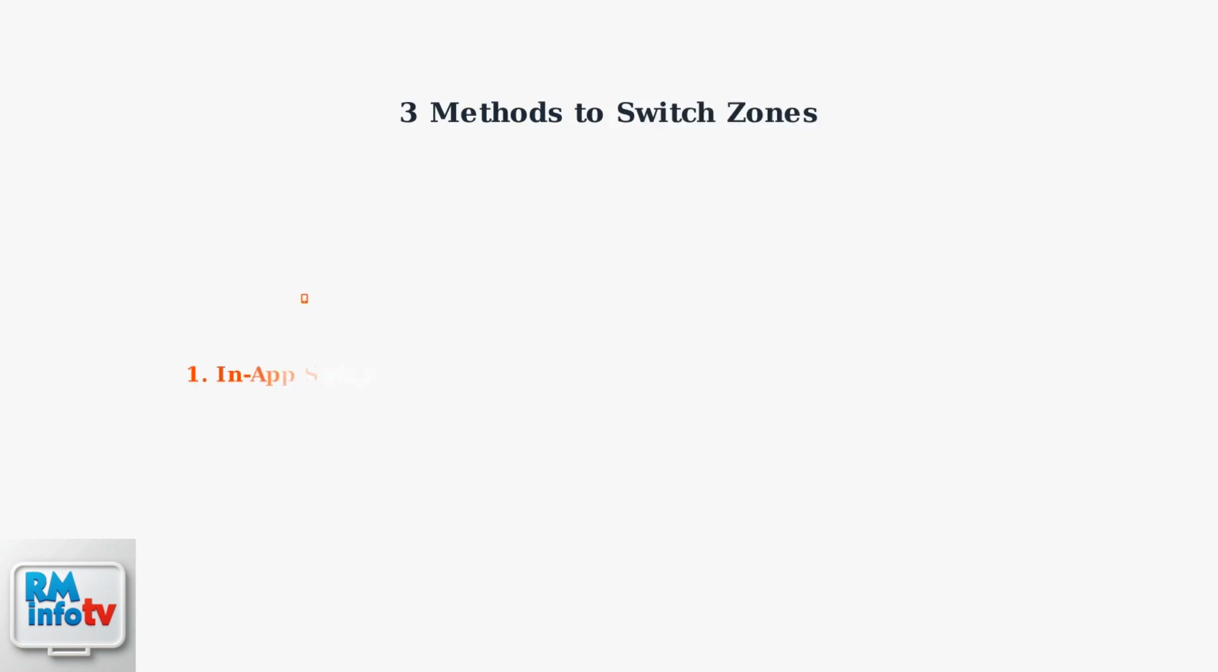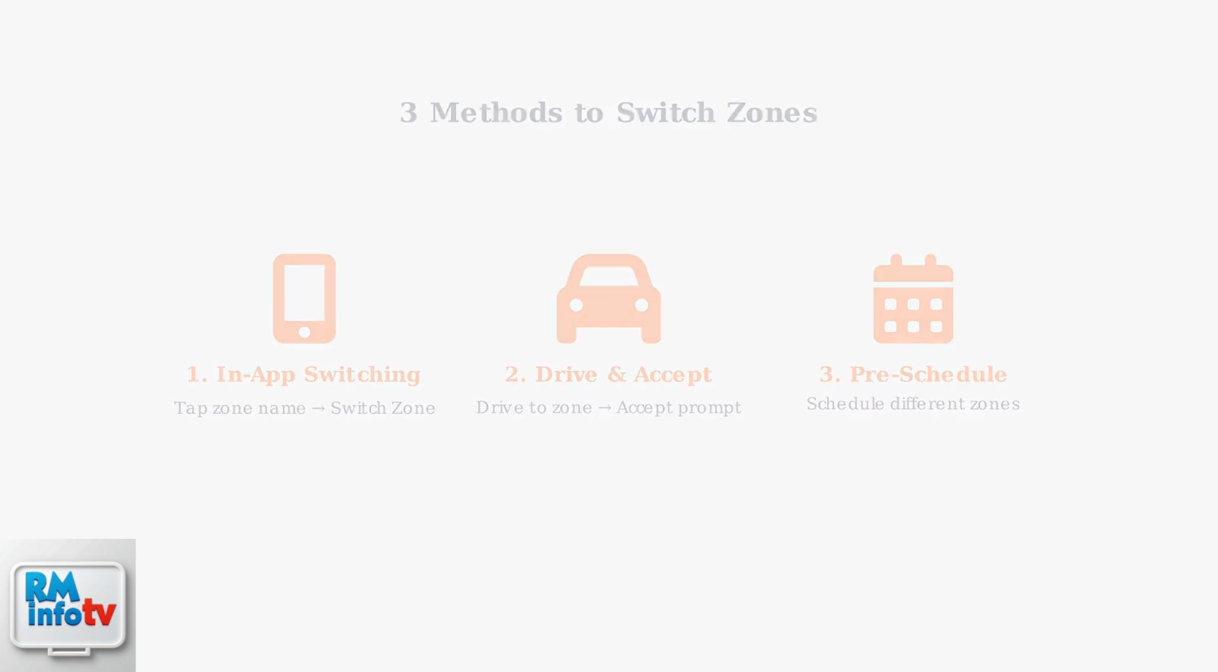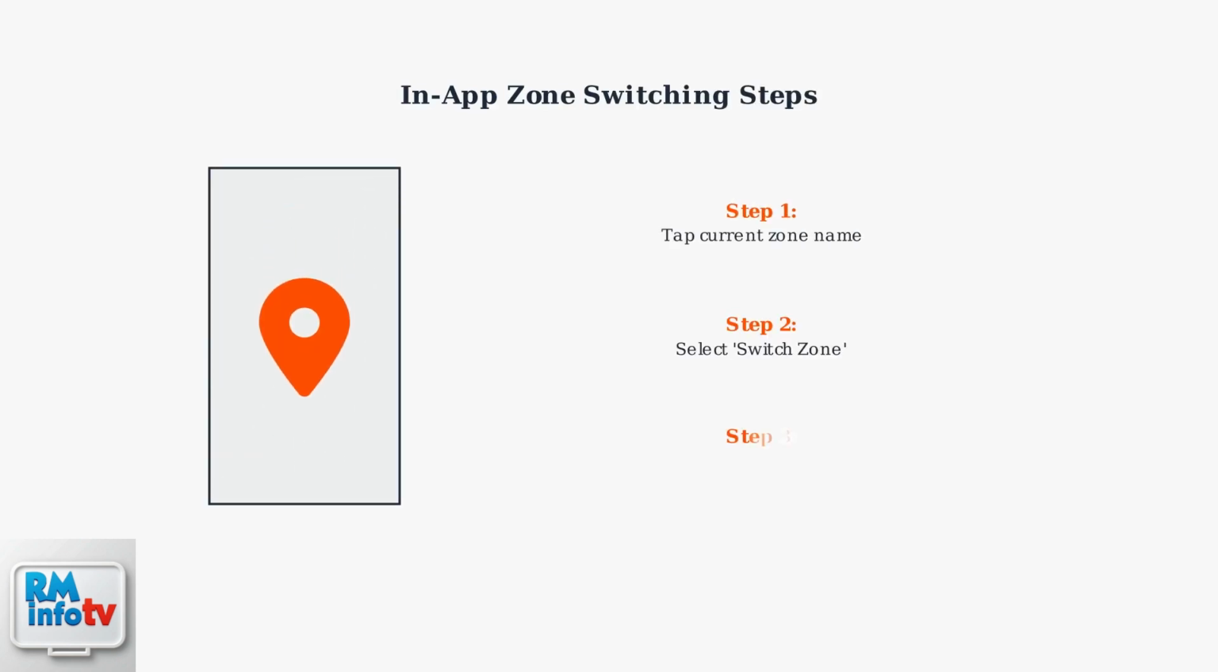There are 3 main methods to switch zones. First, you can use the in-app zone switching feature. Second, you can drive to your desired zone and accept the automatic prompt. Third, you can pre-schedule dashes in different zones for seamless transitions. Let me show you the step-by-step process for in-app zone switching.